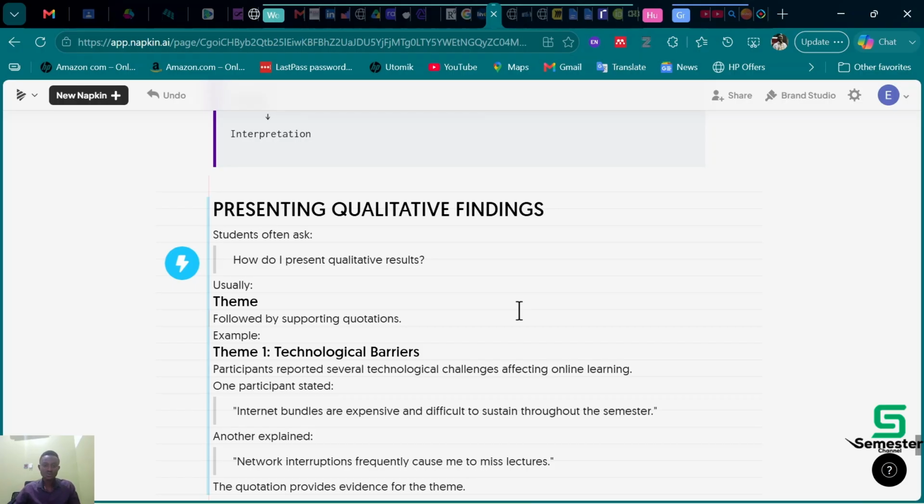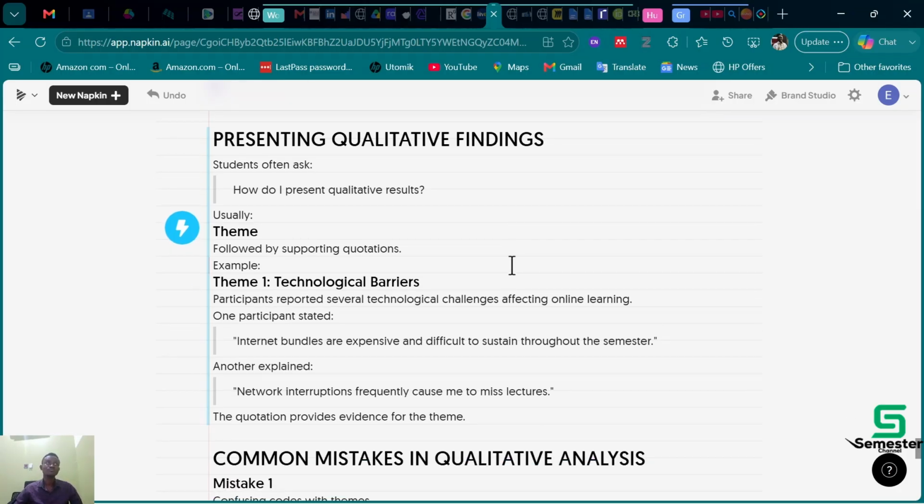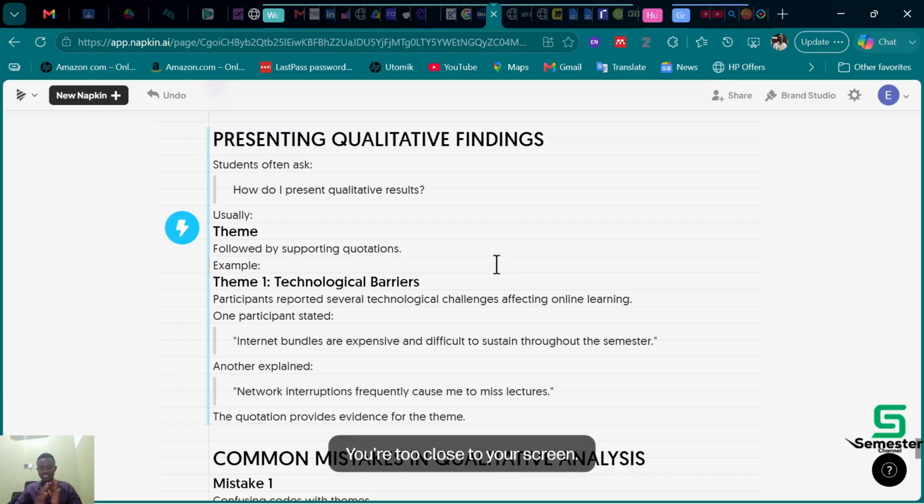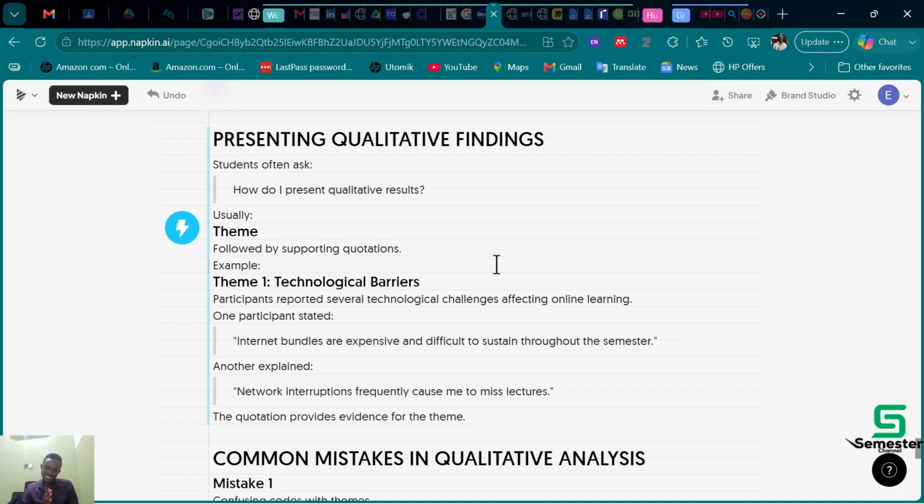Now, presenting qualitative findings. Okay, this is very important. How do you present your qualitative findings? Remember, you interviewed a number of students or participants. You coded, you got categories, and now you have themes, right? So the themes are what you are going to present. And then under the theme, what the participants said, you quote that individual, right? And what they said. Okay, I'll be showing you an example shortly.